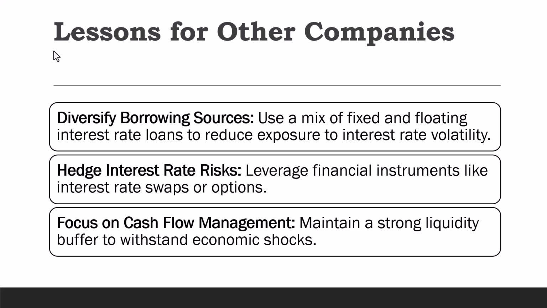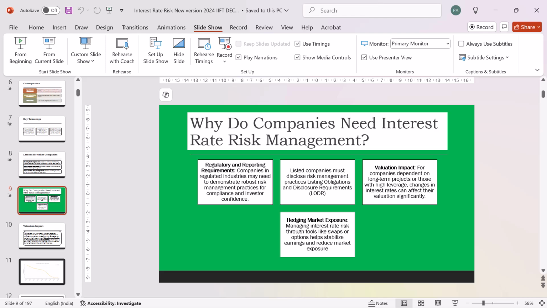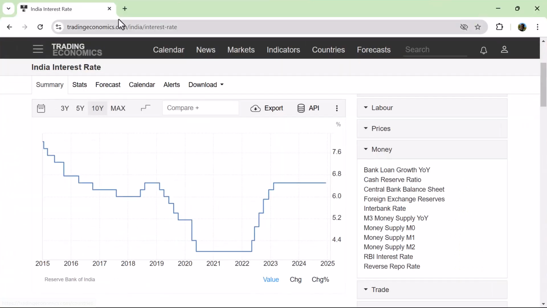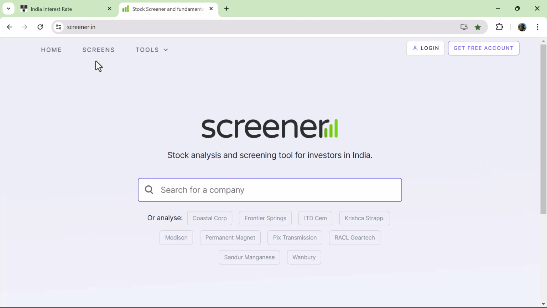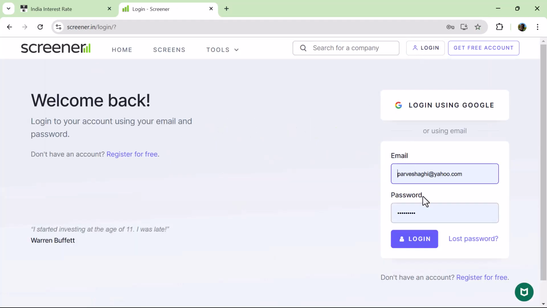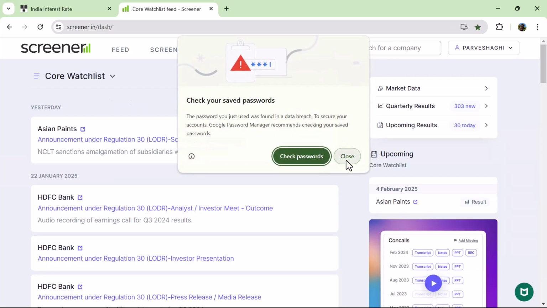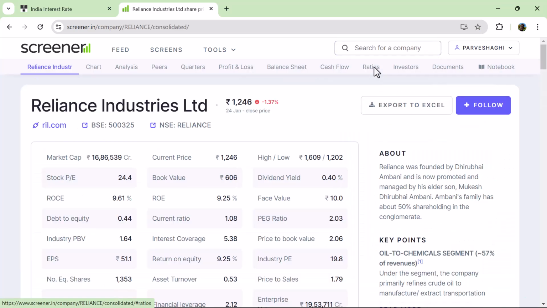Focus on cash flow management. Maintain a strong liquidity buffer to withstand economic shocks. So, if you just go to a site here and understand how some of the companies in India are placed in terms of debt. If you go to Screener and see, for example, the company, so I'll just log in so that you can see everything. Particularly, first we'll go to the biggest company in India in terms of market cap, which is Reliance. Then we'll revisit other companies.